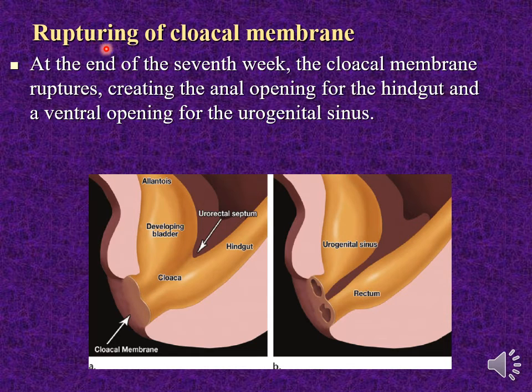Rupturing of the cloacal membrane occurs at the end of the 7th week. The cloacal membrane ruptures, creating the anal opening for the hindgut and the ventral opening for the urogenital sinus. You can see this is the membrane. Then it ruptures, and here it creates two openings. One is for the urogenital sinus, the other is for the hindgut.